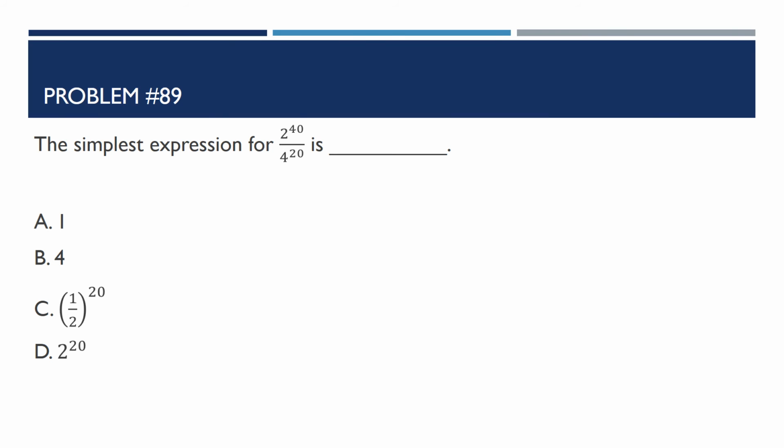Number 89. The simplest expression for 2 to the power of 40 over 4 to the power of 20 is? The answer for this is 1. So how did we get 1?